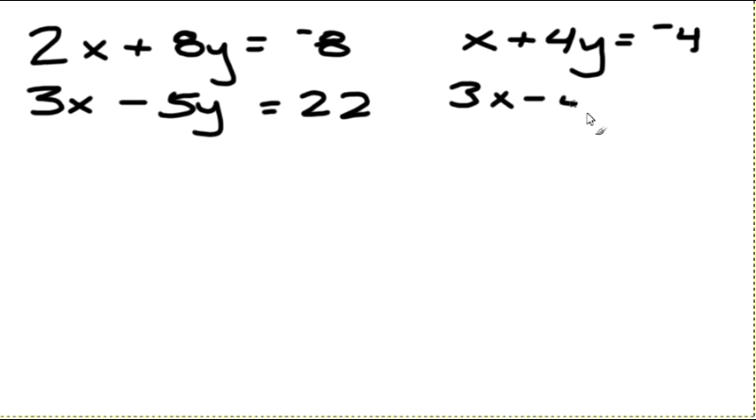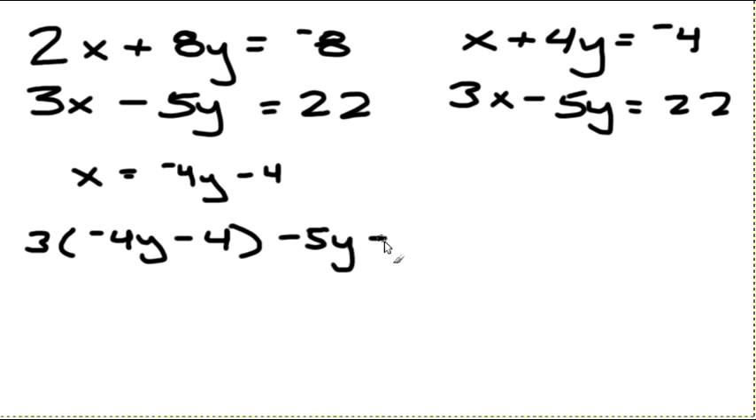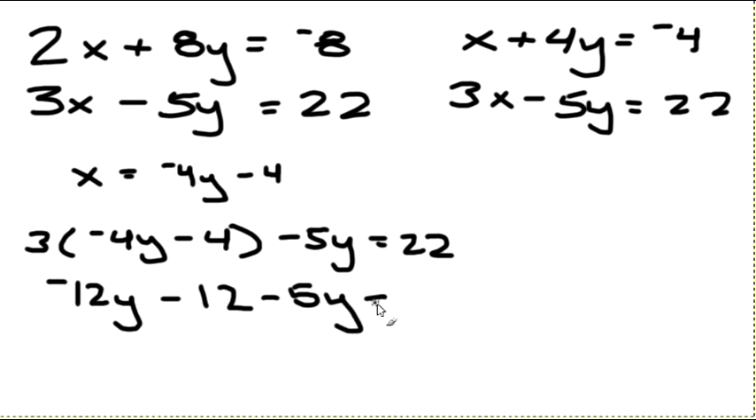So 3x minus 5y is equal to 22. As you can see, if we subtract 4y from both sides, you have x is equal to negative 4y minus 4. And so we can plug that in for x. So we have 3 times (negative 4y minus 4) minus 5y is equal to 22. So then we can distribute: negative 12y minus 12 minus 5y is equal to 22.